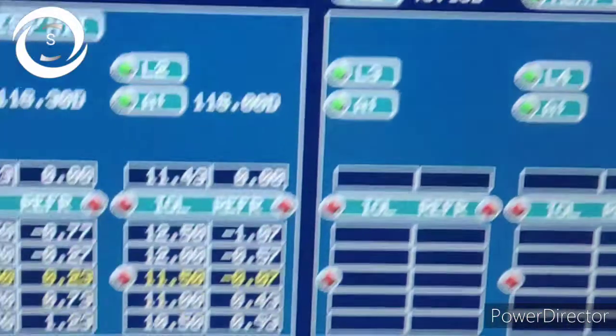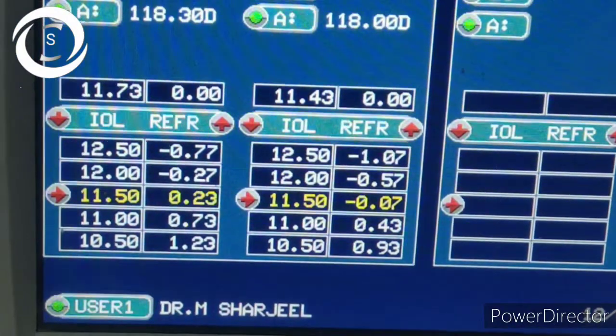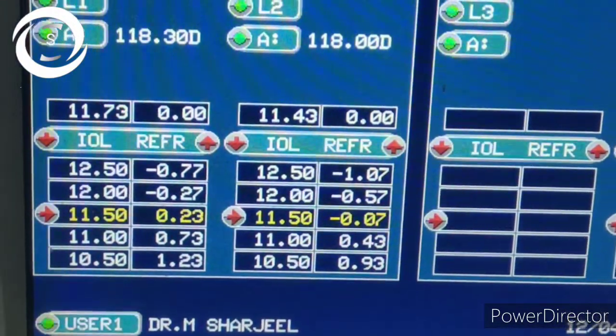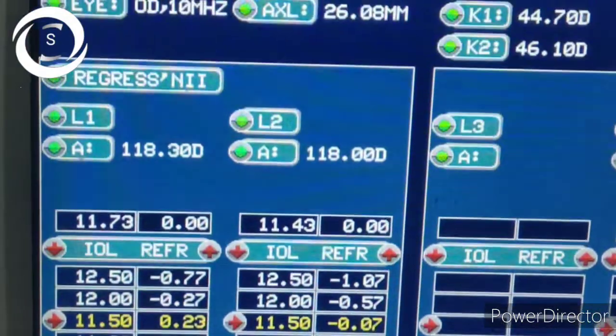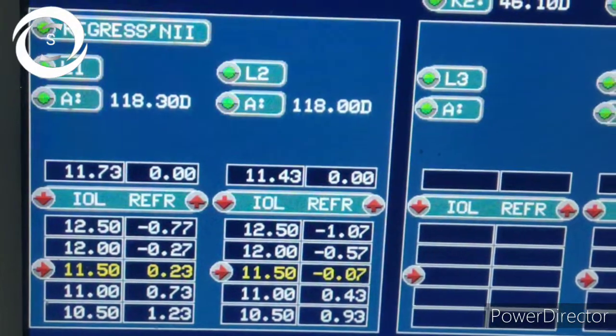So with 26 millimeter, more than 2 millimeter from normal, it should be plus 12 or plus 13. So it means we have done our biometry correctly.